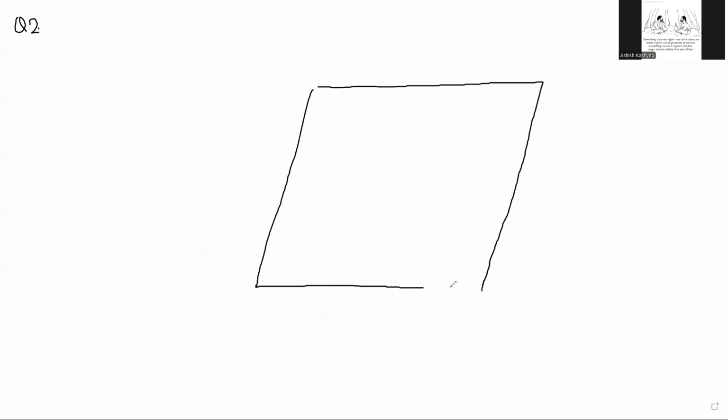So first we'll draw a rhombus. In a rhombus, all sides are equal, but the angles are not 90. So we have A, B, C, D, and we have to mark a point E such that AE is 5 times BE. So it should be somewhere here. This AE is 5 times BE and BF is 5 times CF. So this is my E and F.